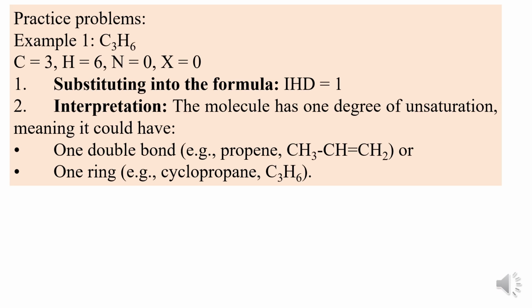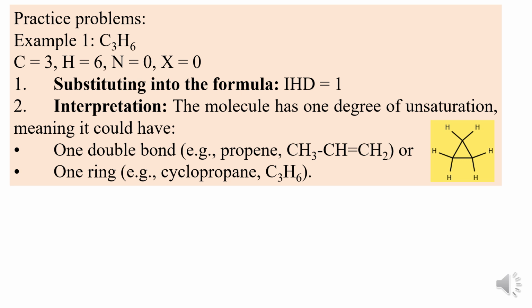Now time for some practice problems. First example, let's take a molecular formula C3H6. So substituting these values into the formula, you get an IHD value of 1. And how do you interpret this? Whenever you get an IHD value of 1, it means that the molecule has 1 degree of unsaturation, which means that the molecule could have one double bond, like in case of propene, or it could be a ring compound, presence of one ring, as in case of cyclopropane.